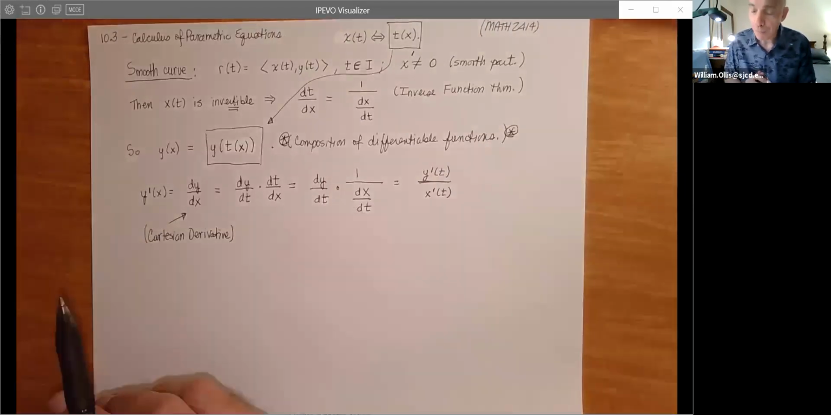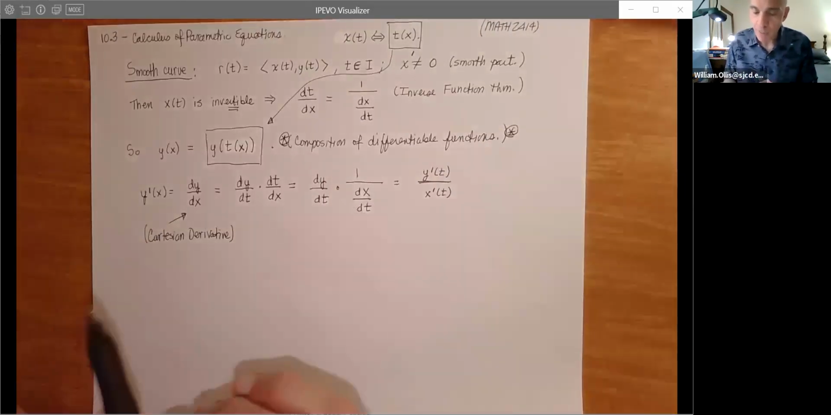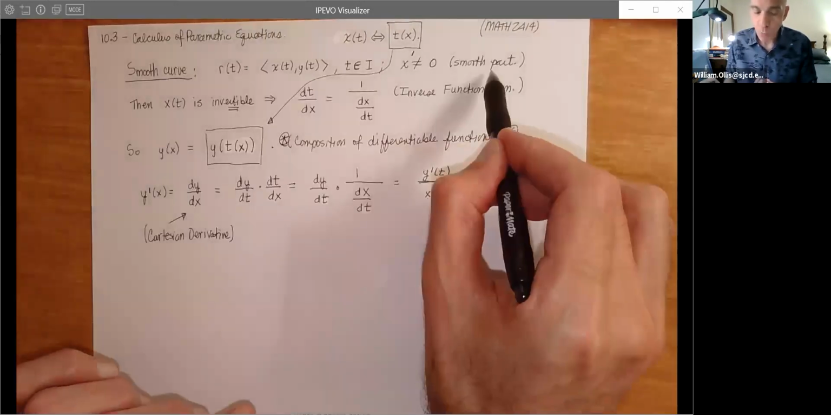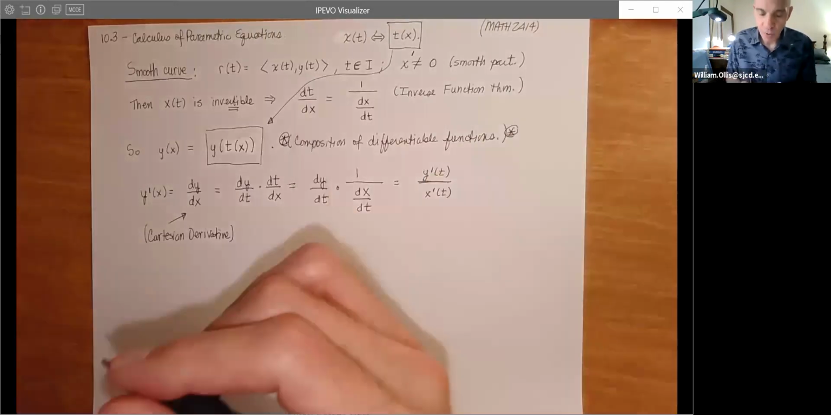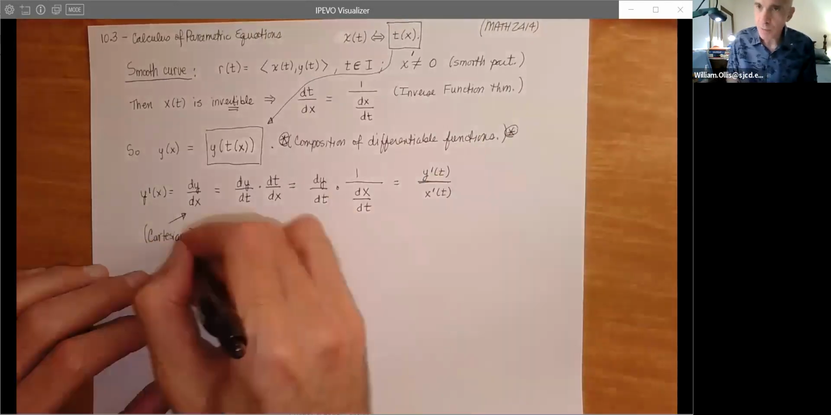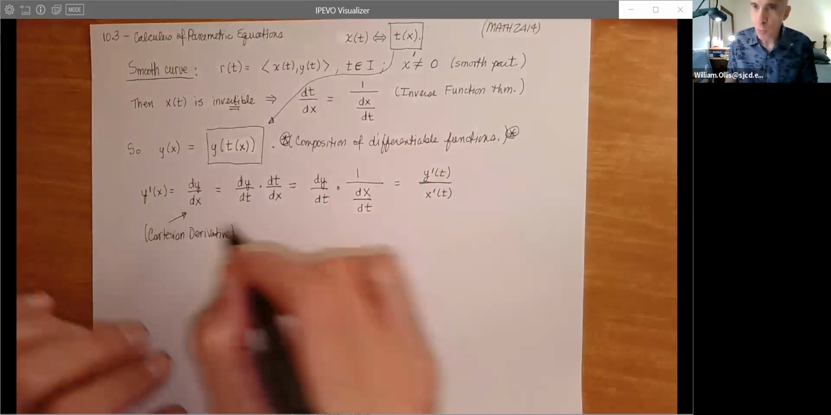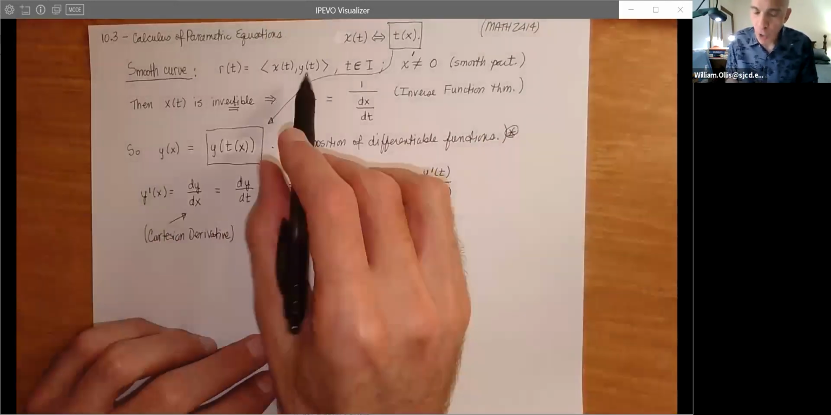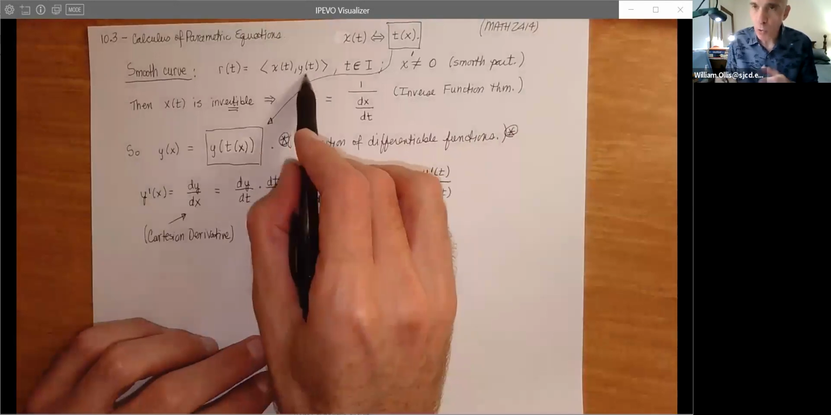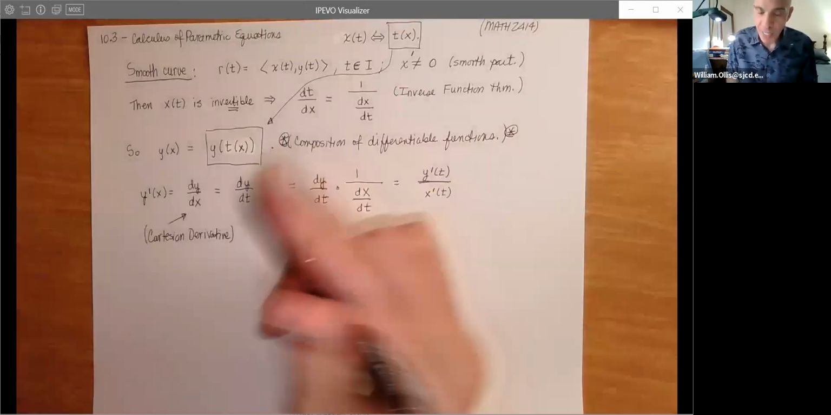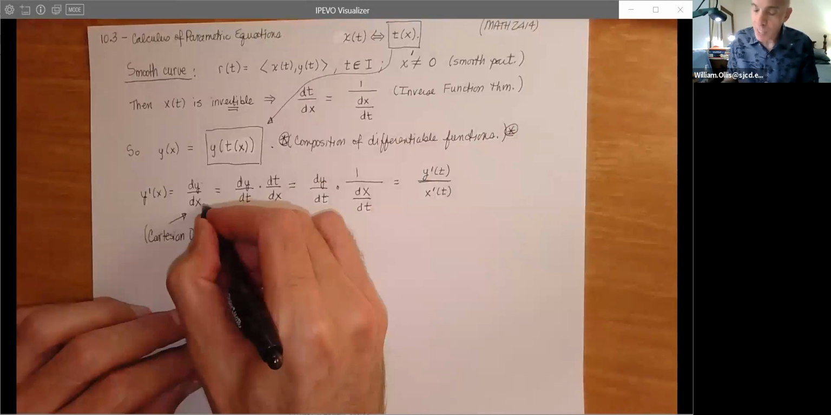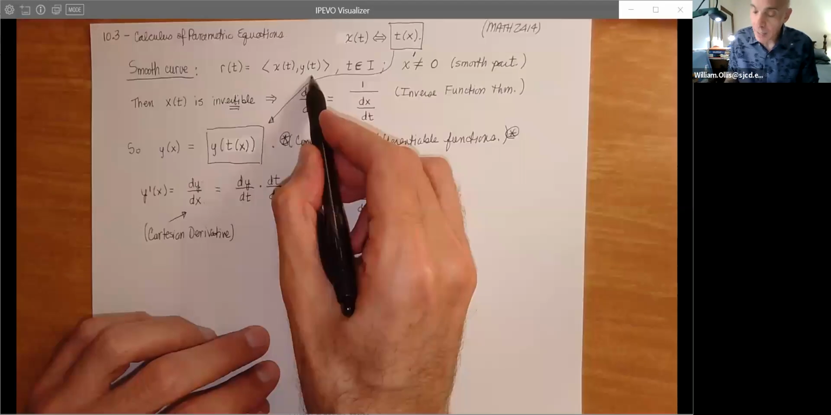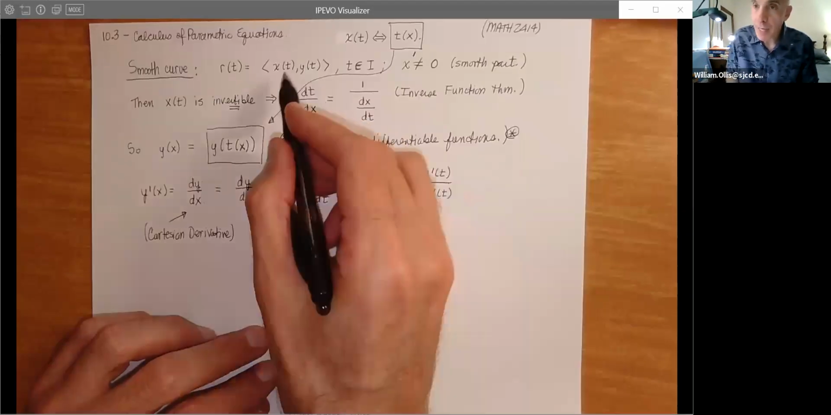So what we're seeing is, if we have a parametric representation of a smooth curve, then we can actually compute the standard Cartesian derivative based upon this ratio of two derivatives. So with the parametric representation, in order to capture the standard Cartesian derivative, we simply take the derivative of the y coordinate divided by the derivative of the x coordinate.